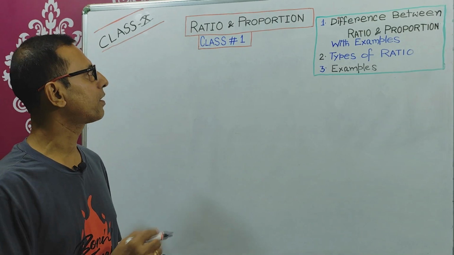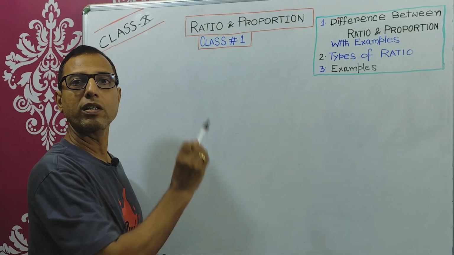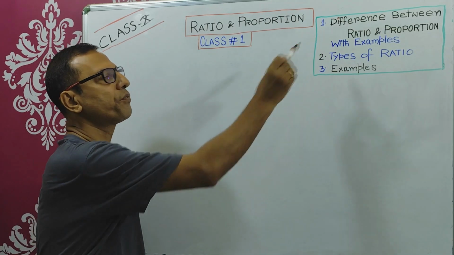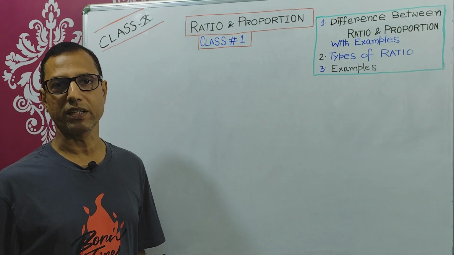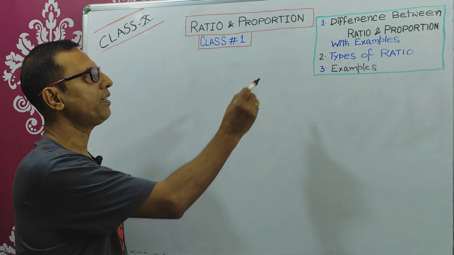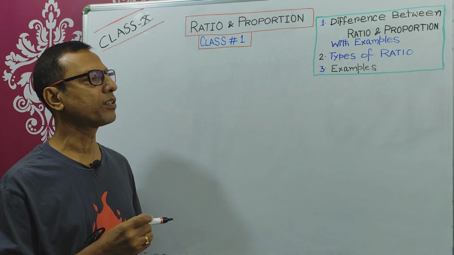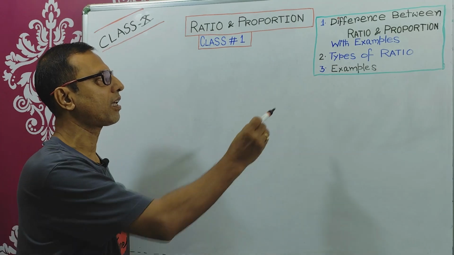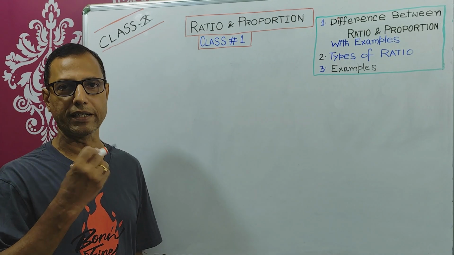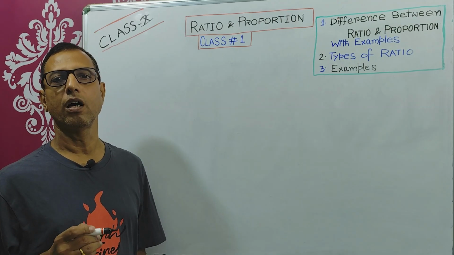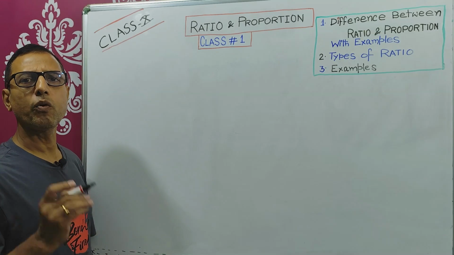So what we are going to cover in today's first class: what is ratio, what is proportion, and what is the difference between these two, with real life examples. Then we are going to cover the different types of ratio, along with examples. And third, we will do some hands-on practice on the entire chapter we discuss today. Okay, so let's start. So what is ratio?